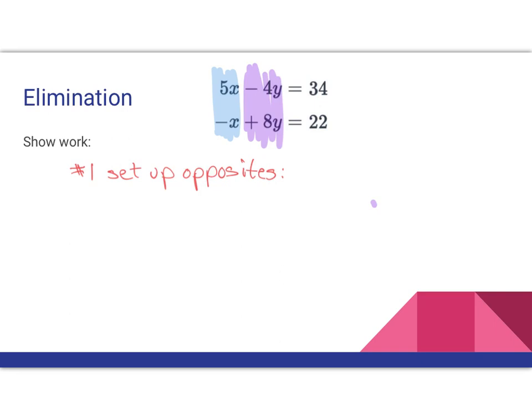Either one will work, either one will get you to the right answer. Personally, I'm focused on the purple ones. Because for the purple ones, if I multiply the top equation by 2, I would get a negative 8 and a positive 8. It's a smaller number than if I go to the blue, I would have to multiply the bottom equation by a 5 to get a positive 5 and a negative 5.